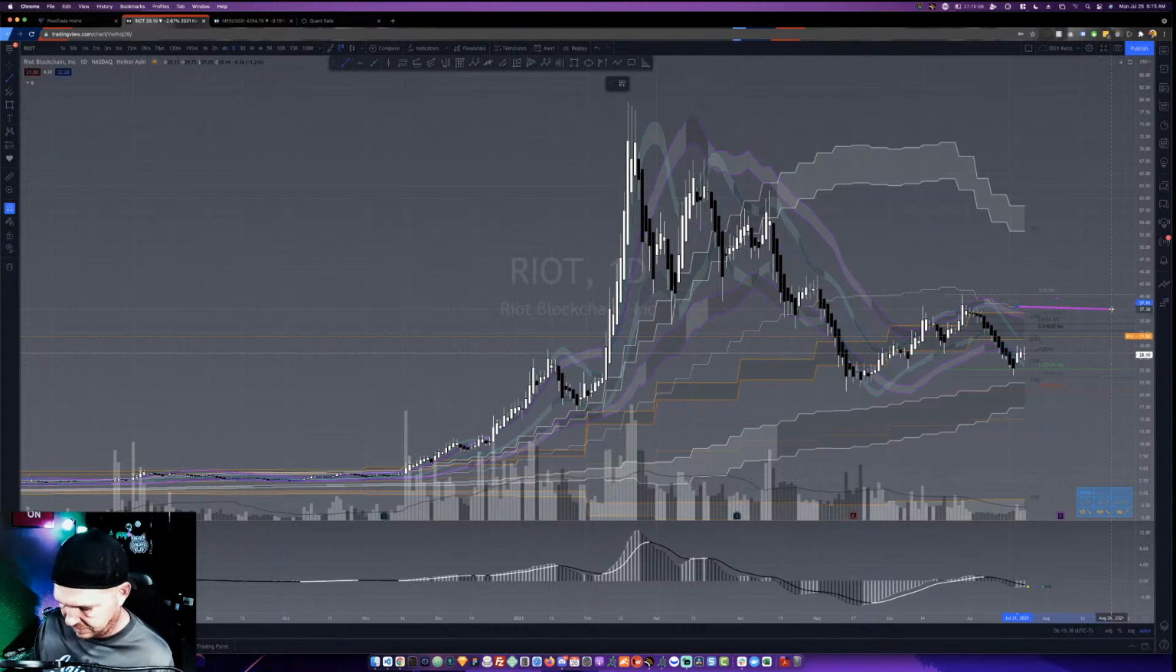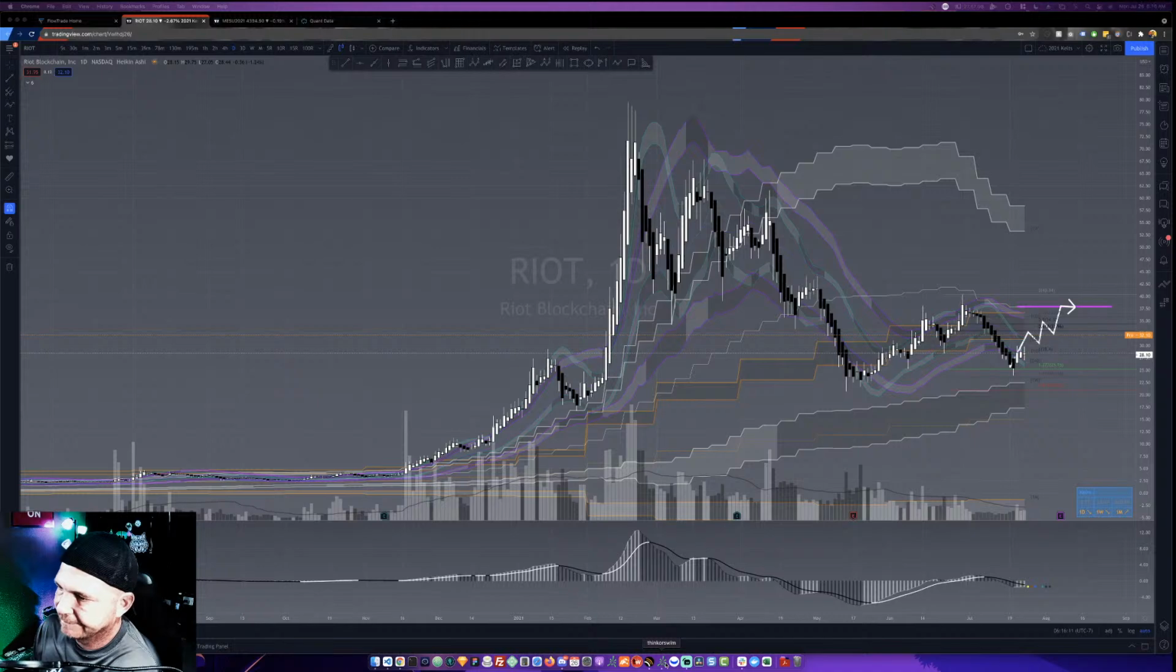While there's an opportunity to play this little move here, I think it's going to be a lot of this. That's a pretty choppy move. I don't think it's going to be a clean one. I do like Mara, or excuse me, I do like Riot above 37.50. Patience.